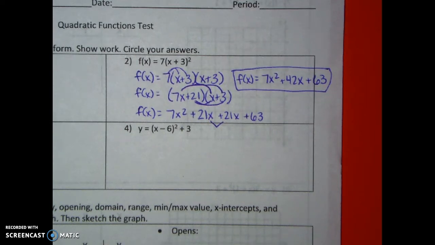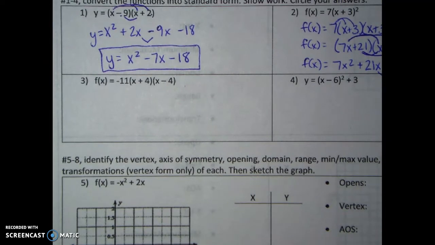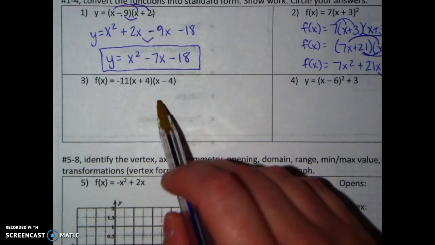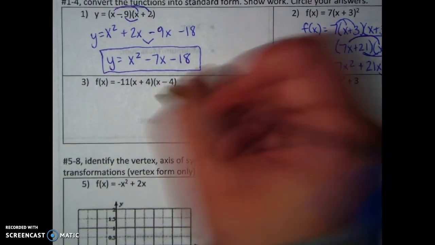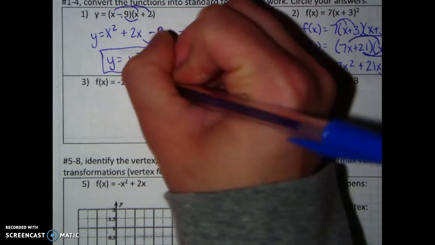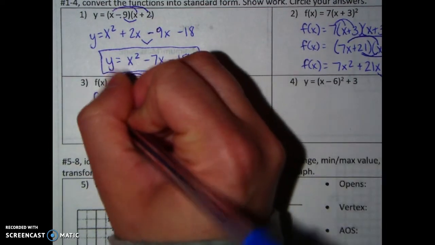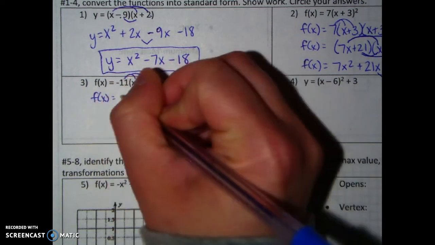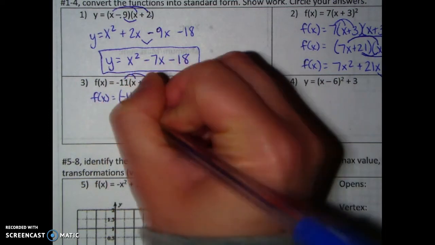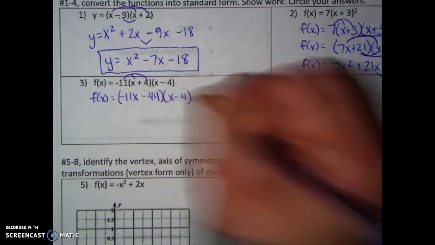Okay, let's go down to number 3. This one is very similar to number 2, except it's not two of the same things. They're different. So I'll distribute the negative 11 first, just to that first group. You don't have to do it to both of them. So f of x equals negative 11x minus 44 times x minus 4.